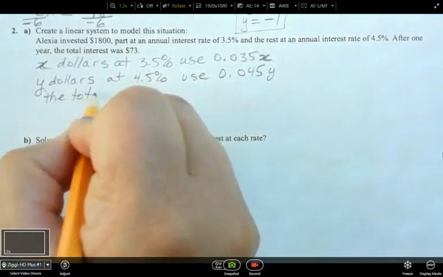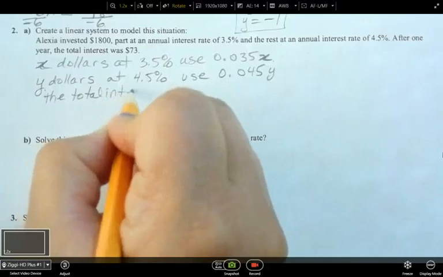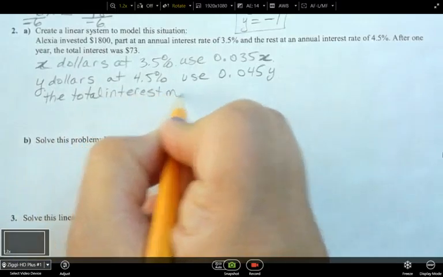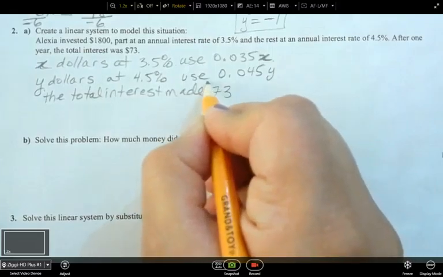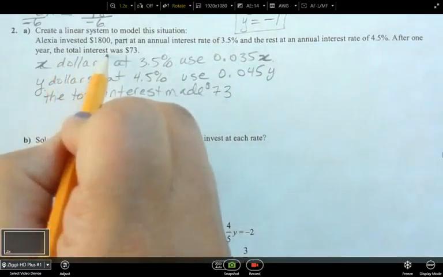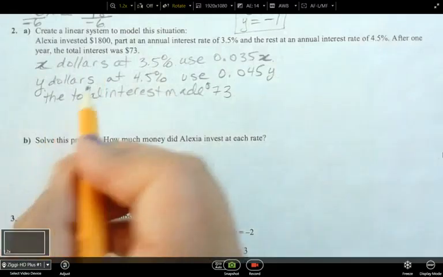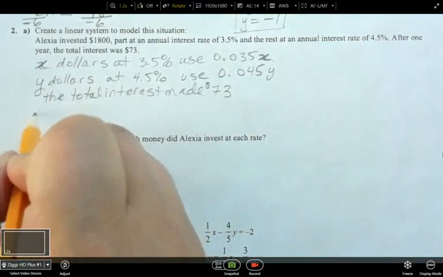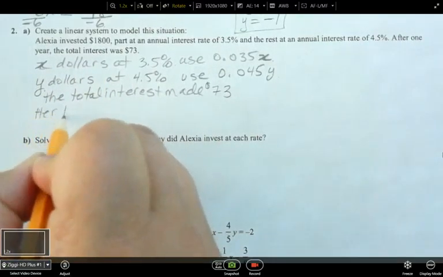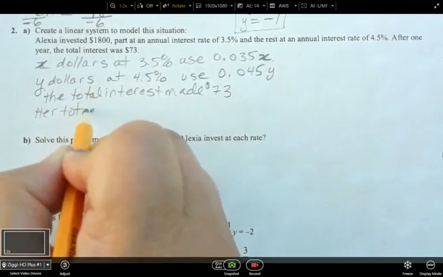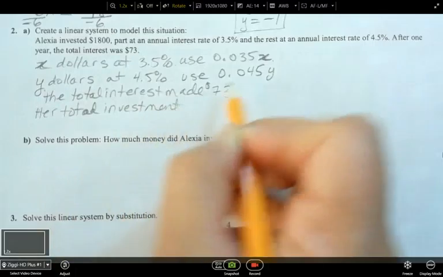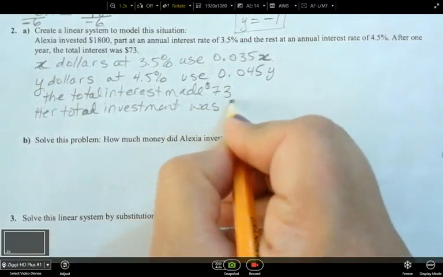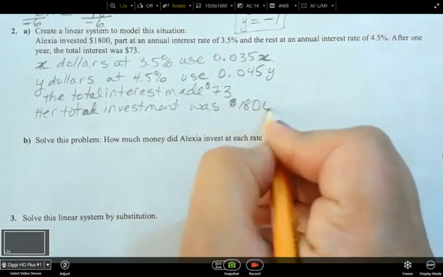The total interest made is how much? $73. It says after 1 year, the total interest is $73. And then how much did she invest in total? Yeah, her total investment was $1,800.